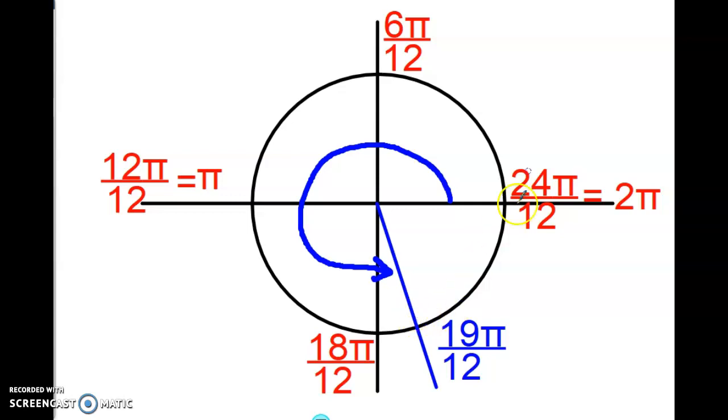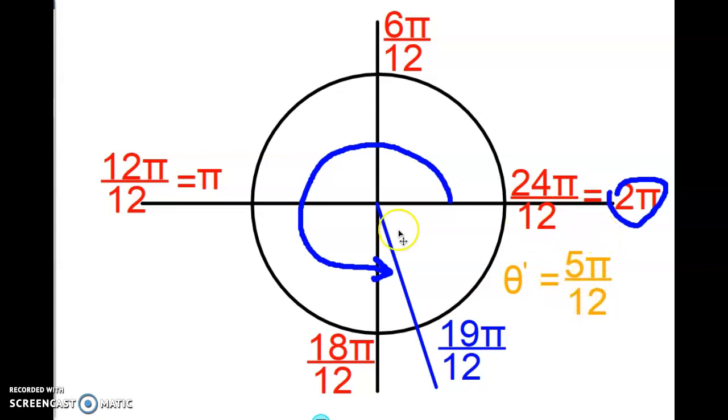And any angle in the first or fourth, we have to get back to this 2 pi right here. Well, 19 plus what's going to give us 24? That's right, folks. Our reference angle is 5 pi over 12. 19 plus 5 gets us back to the 0 or 2 pi, and we need 5 more pi over 12.